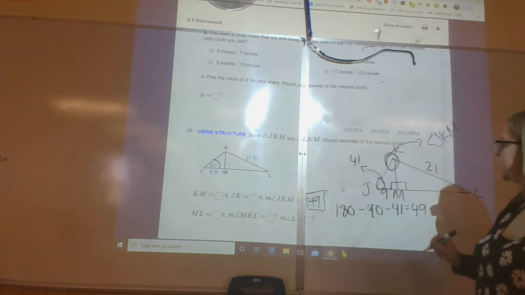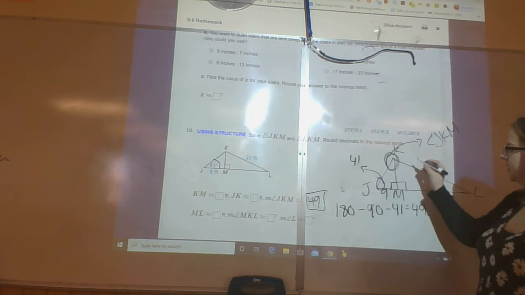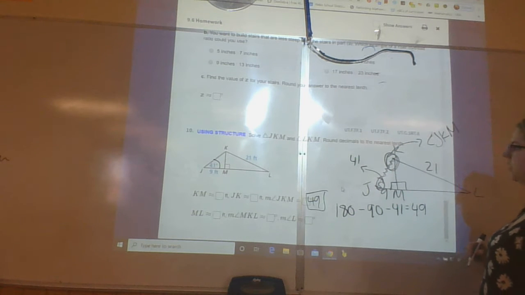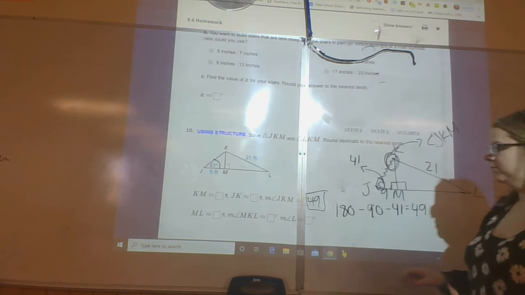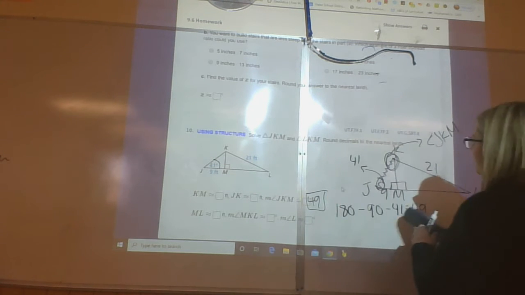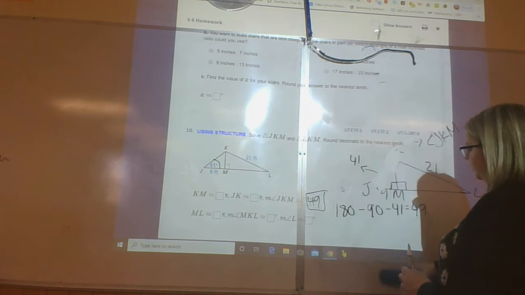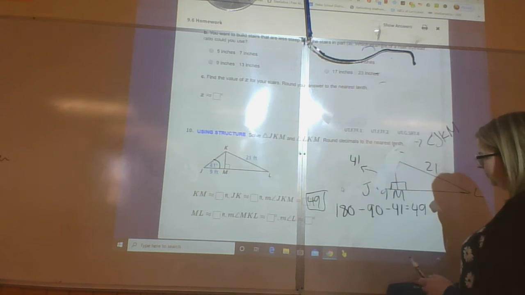Okay, so now let's find the length of JK. So JK is this length right here. Okay, well, I'm going to erase this to make this a little bit more clear.